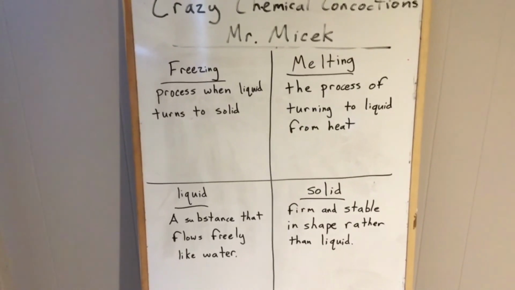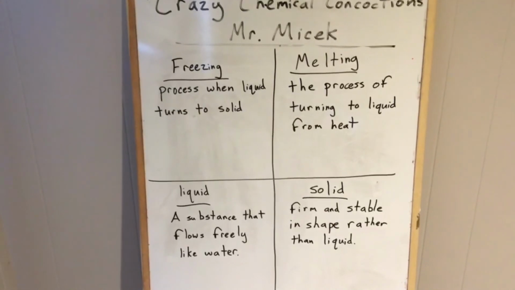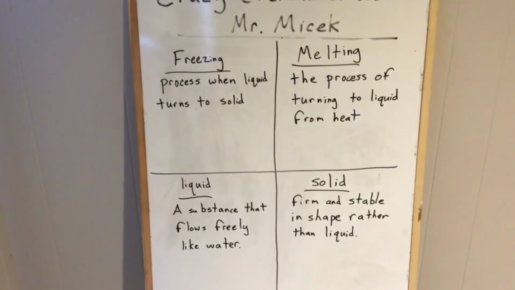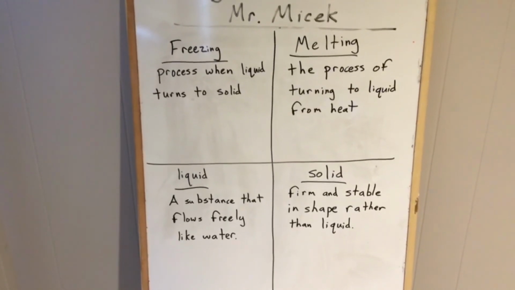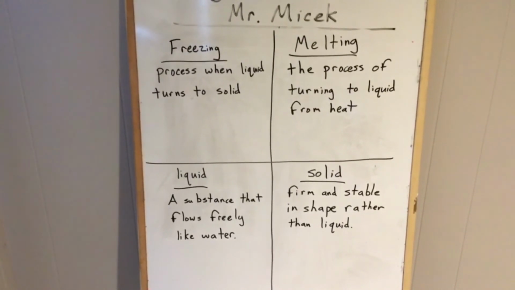Our first word is freezing, which is a process when liquid turns to solid. So when water turns to ice when it's 32 degrees Fahrenheit or below, or 0 degrees Celsius or below, water becomes hard and turns to ice. Other liquids also have freezing points.